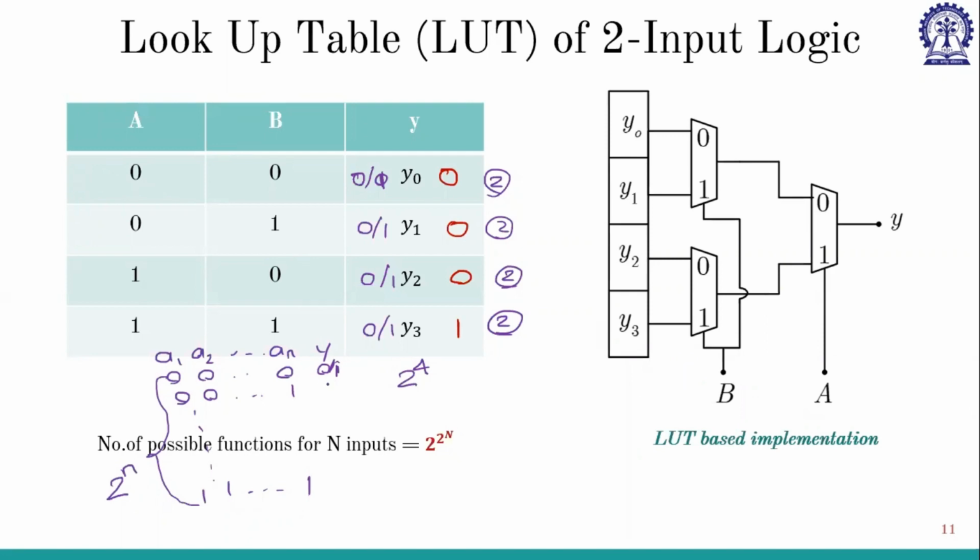Similarly, in the second case, it will be 0 or 1, and so on up to 0 or 1. So for each value of input, there are two possibilities of output. So in total, how many permutations are possible? 2 into 2 into 2 into 2 and so on, and how many 2s are available? 2 to the power n.